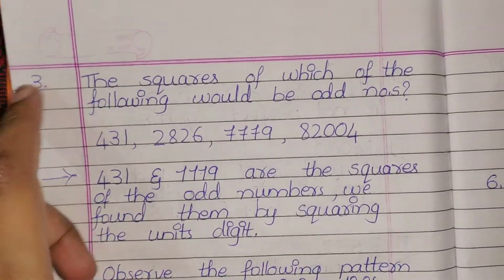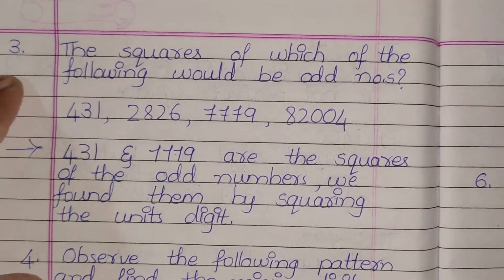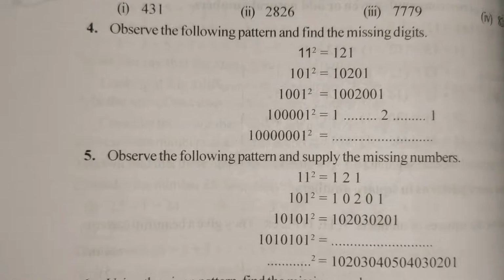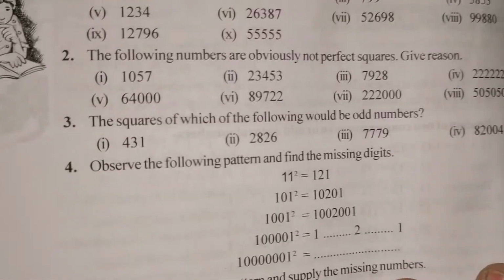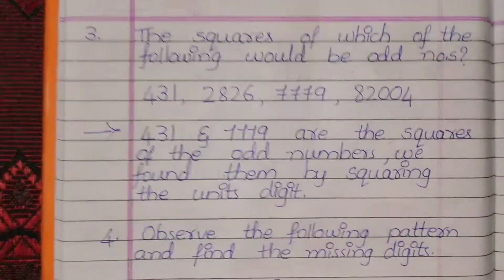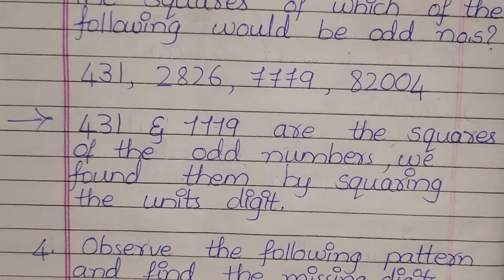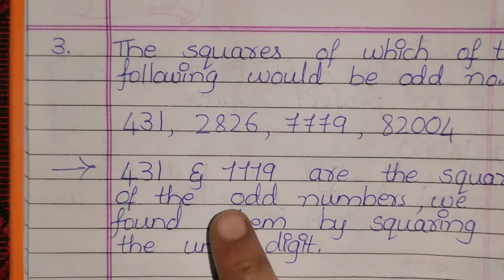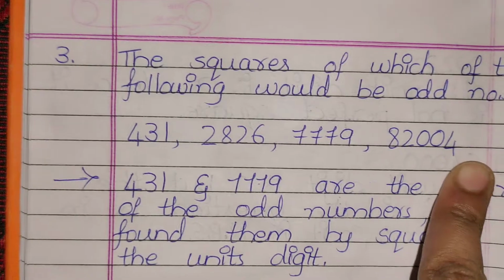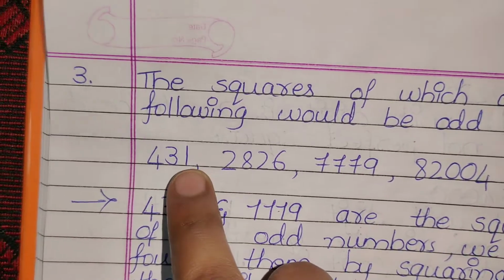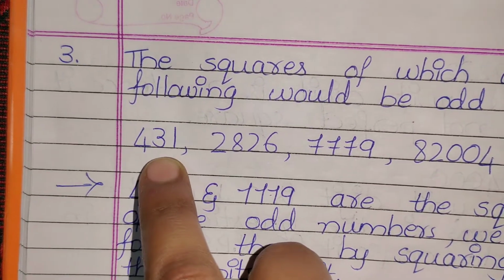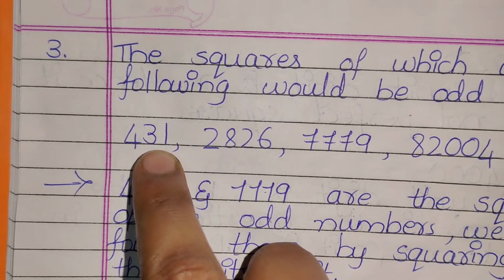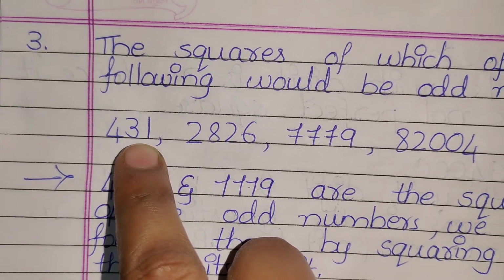Now next, the squares of which of the following numbers would be odd numbers. In the textbook they have given question numbers 1, 2, 3, 4 like this, but I have written it side by side to give you a simple answer. If the numbers are given over here, we again consider only the unit digit and find the square of that. 1 squared is 1, so 1 is an odd number.